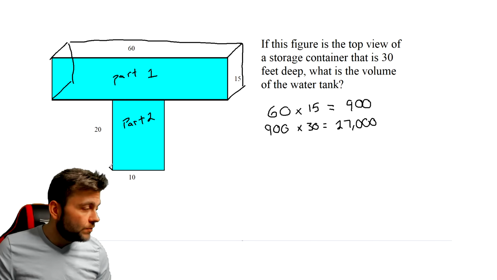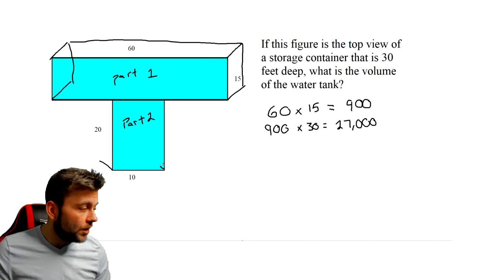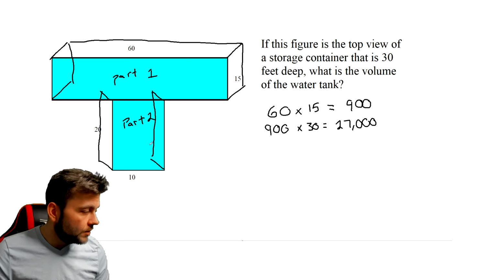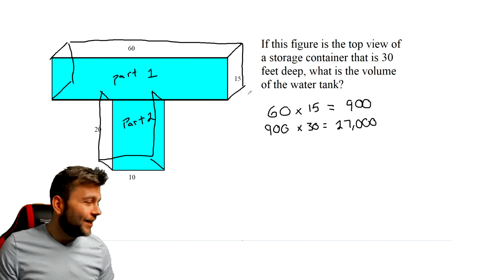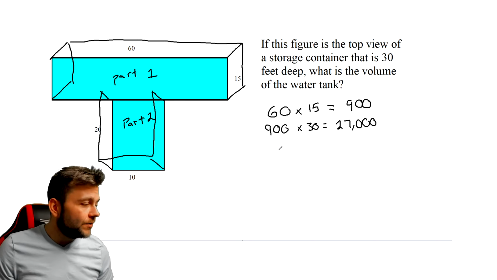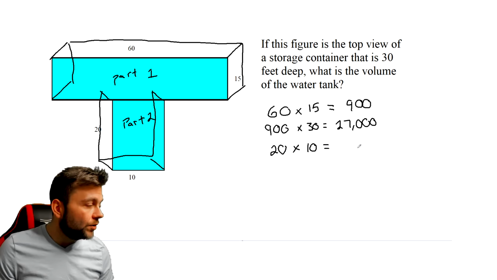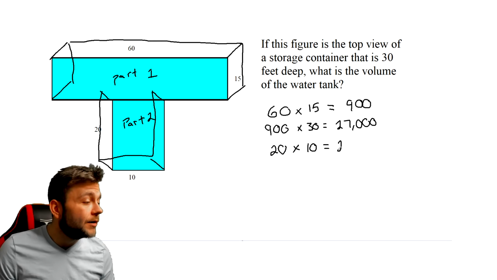Okay? Now we want to move on to our next part, so part 2. I can draw this maybe in 3 dimensions. We'll see how this turns out. It looks a little bit weird. It looks like it's hanging off. But we have 20 times 10, and that equals 200. Not too difficult of a math problem there.